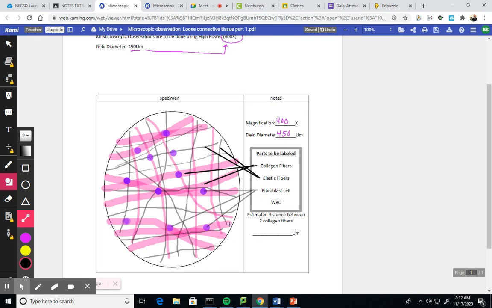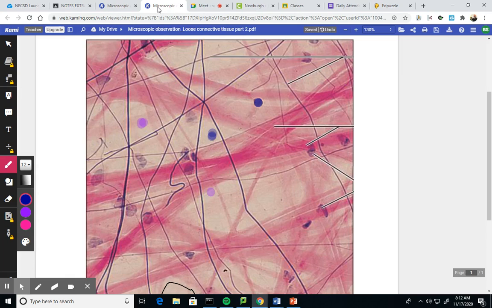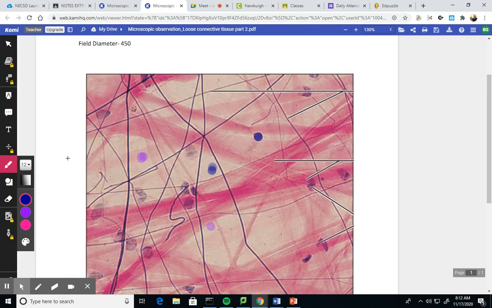Perfect. A lot of times in loose connective tissue, we would find white blood cells patrolling in the areas, right? White blood cells, if we see them, I could only make one out. It looks like up here, this might be a white blood cell up here. I'm not really sure.